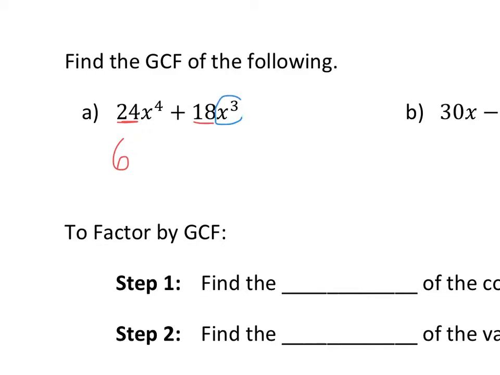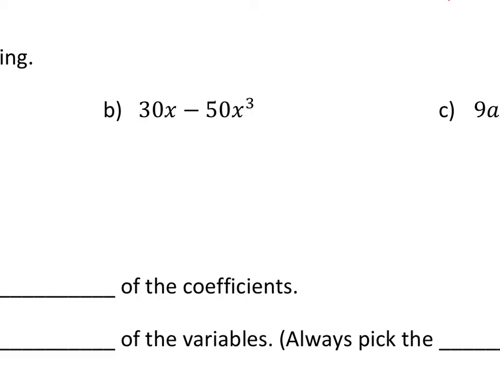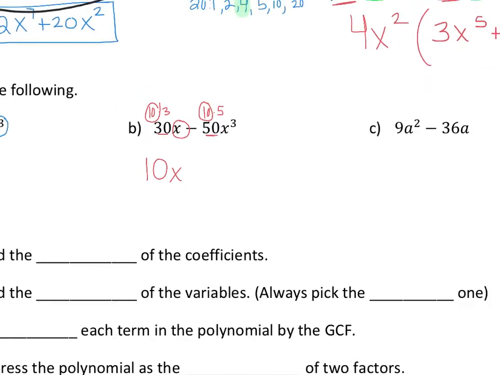With your variables, pull the smaller exponent one out. So we'll pull out x to the 3rd. And that is the GCF. Letter B, 30x minus 50x to the third. The GCF between 30 and 50, I know 10 goes into them, and 30 divided by 10 is 3, 50 divided by 10 is 5. That is definitely the largest factor we can pull out. With your variables, pull out the smaller one. So our GCF is 10x.